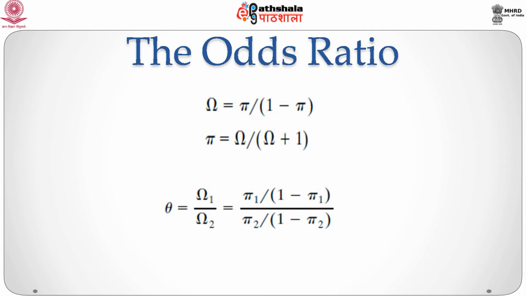However, we shall see later that there are some cases where it is more natural to consider omega rather than pi as our metric of interest. The parameter which I shall define is the odds ratio. So theta equal to omega 1 by omega 2, which by definition of omega is equal to pi 1 over 1 minus pi 1 by pi 2 over 1 minus pi 2, is the odds of the event occurring for category 1 divided by the odds of the event occurring for category 2. This is called the odds ratio.